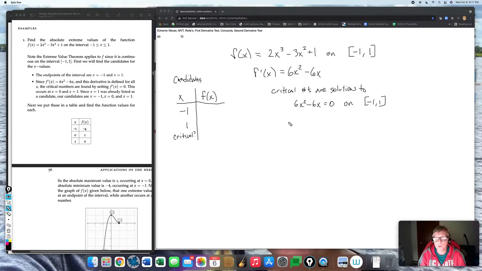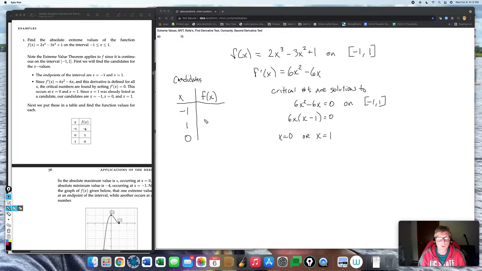Okay, so we're going to solve this by factoring and setting each factor equal to 0. We get x equals 0 or x equals 1. Well, 1 was already an endpoint. We listed that as a candidate. So the only other candidate for a critical number is 0. And incidentally, yes, an endpoint can also be a critical number, which means that right at the endpoint you're going to have a horizontal tangent. And we'll show you the graph here in a moment.